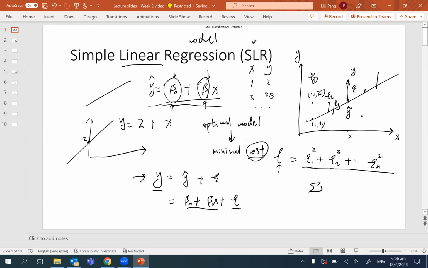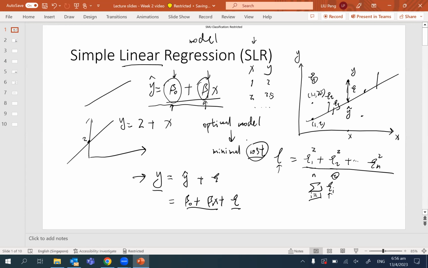In other words, I can also express this in a more succinct form. So i from 1 to n. This is just summation notation. I'm summing from 1 to n. Summing which one? Summing the epsilon, the error terms. Each error term I square, and then I sum it up. So this is my loss.